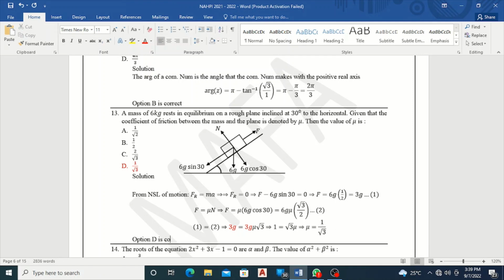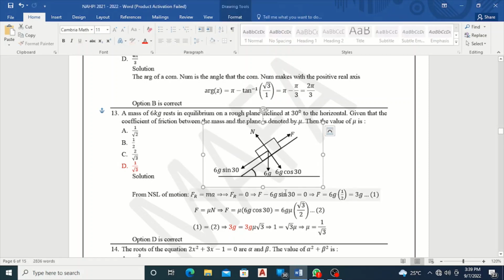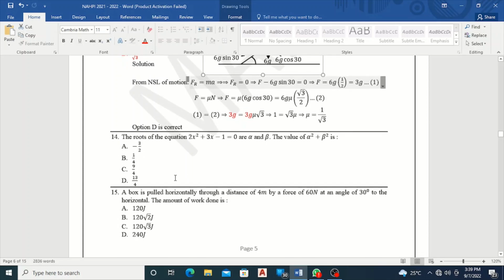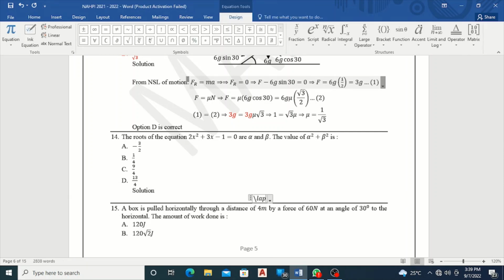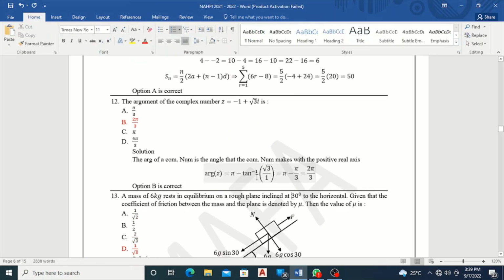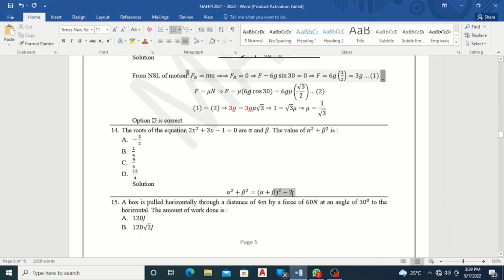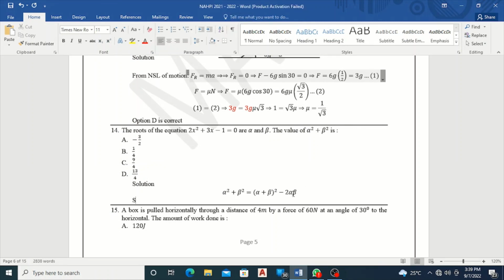Option D is correct. Now the last but not the least question, question 14. Question 14 says we should find the value of alpha squared plus beta squared, given that alpha and beta are the roots of that equation. So guys, if you feel this type of question, then it means you're actually looking within the year. Alpha squared plus beta squared is the same as alpha plus beta all squared minus 2 alpha beta.